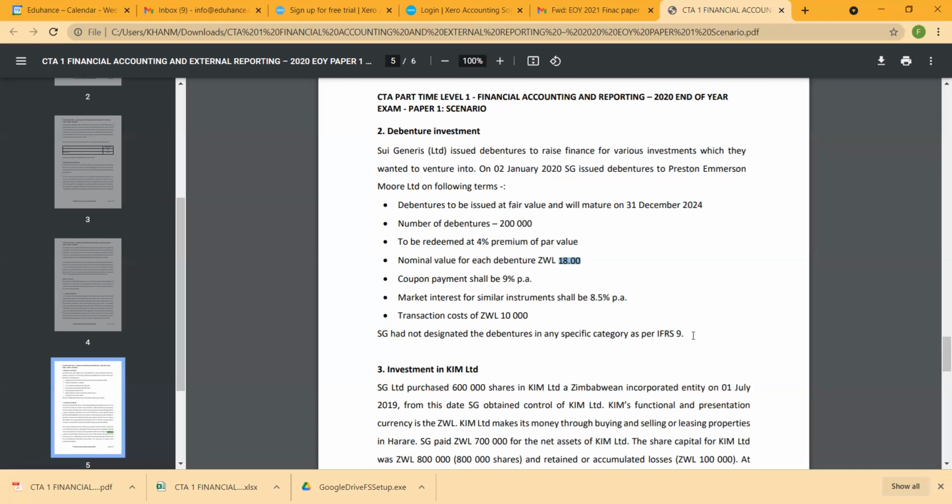Any difference between fair value and the bank amount will be a day one gain or loss. Okay, so that will hit profit or loss. The second thing we have to work out is interest expense in the current year. So remember, they issued this on 2nd January. The first interest payment is only happening on 31 December 2020. Our financial year ends 30th June 2020. So although we never made an interest payment, we are incurring an interest expense for the 6 months. So we will have to work out what the interest expense is for that 6 months. Okay, so just be aware of that.